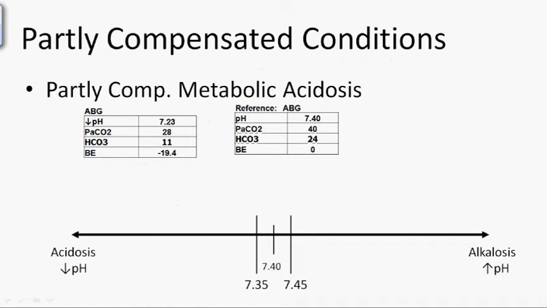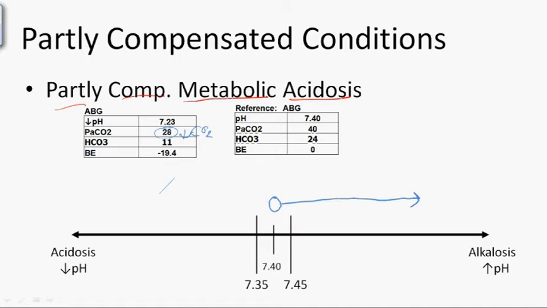Now let's look at a partly compensated metabolic acidosis. What's occurring there? So let's stick with our same format to analyze this. Instead of just looking at the numbers here, let's just plot this up. I'm not going to try to analyze or figure it out just by looking at the numbers. Let's do the vectors. So I've got a low CO2, so that's going to make me alkalotic.